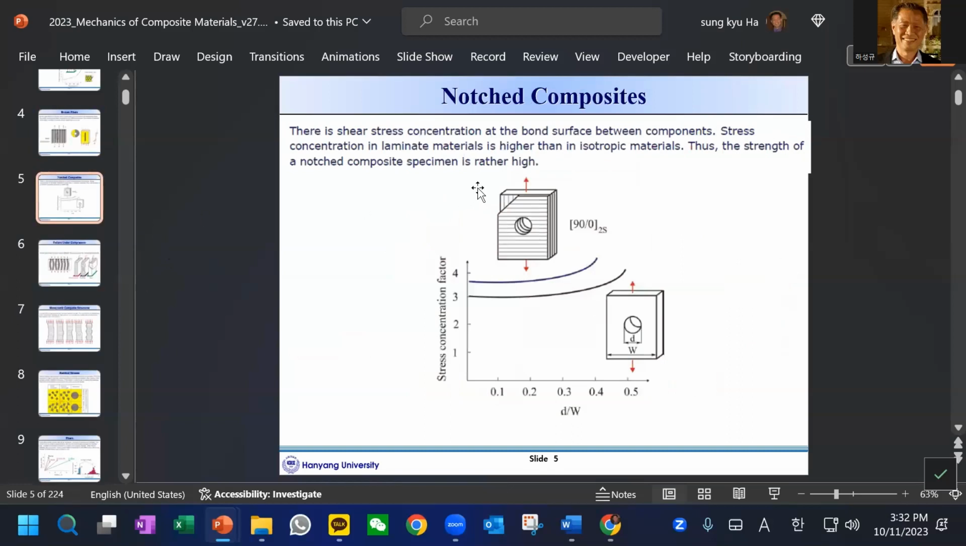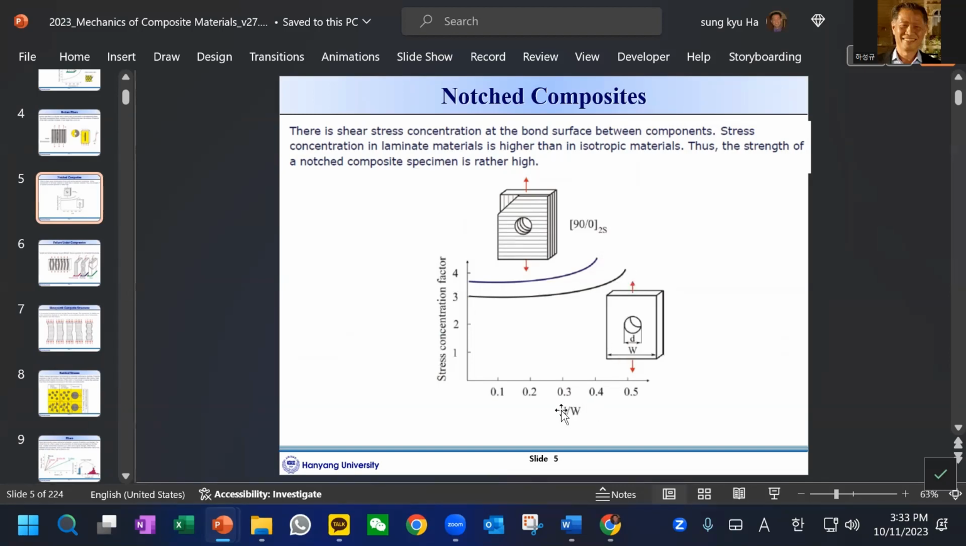And another issue will be a laminate with a hole. If we have a hole under tension, the laminate can be 0, 90, or others. And the geometry can be diameter with respect to width of the specimen, so usually D over W. And this shows the stress concentrations.